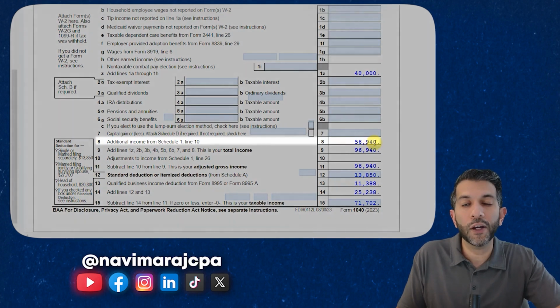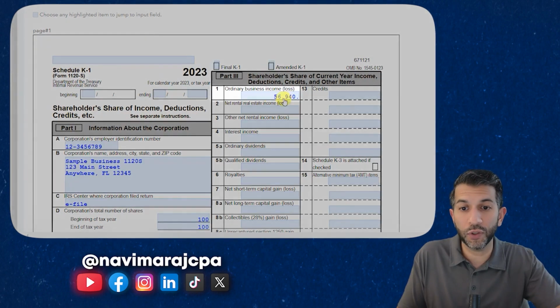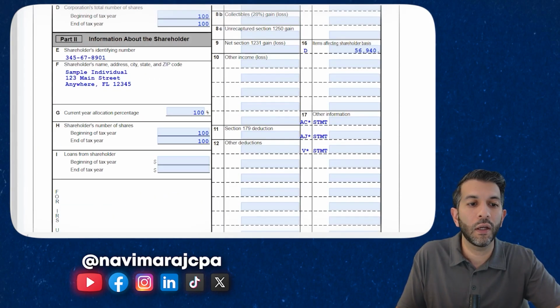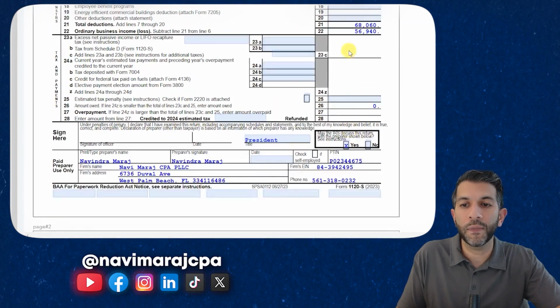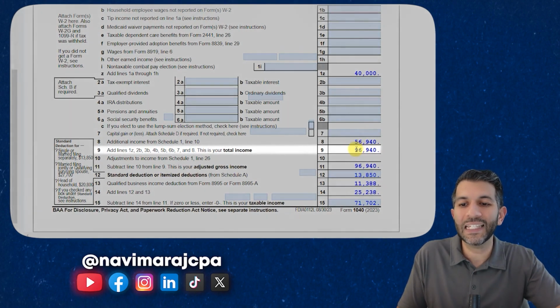56,940. You know where that number is coming from, right? That's the remaining profit in your business after expenses that you took as a distribution. This is the 56,940 of income. This is the Schedule K1 on the 1120S. This is the remaining profit that you took as a distribution. Okay, so the total of those numbers is $96,940. Okay, this is our total income.